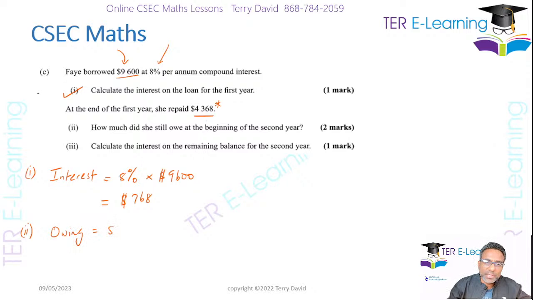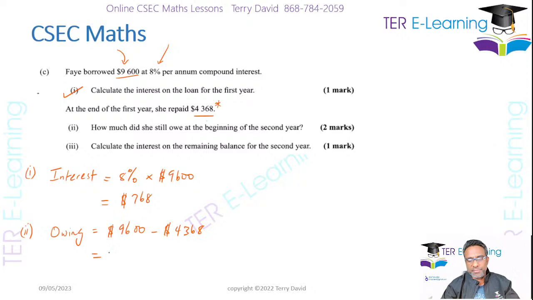It's going to be 9,600 minus the 4,368, and that's going to give me 9,600 minus 4,368, and you're going to get 5,232. Now, how much is she still owing at the beginning of the second year?